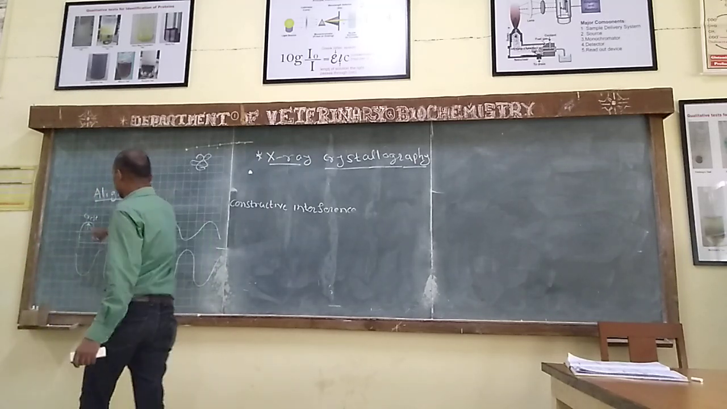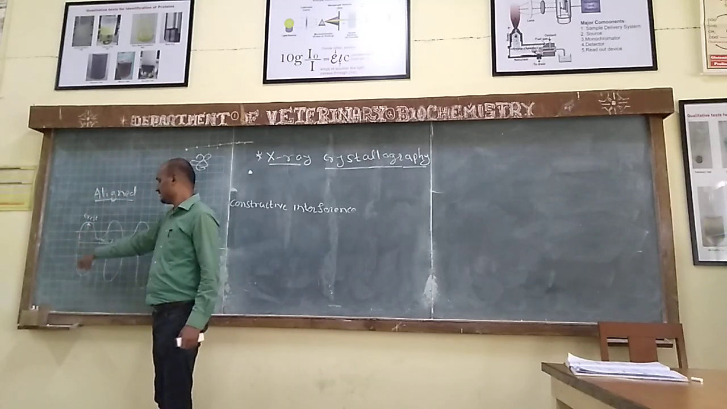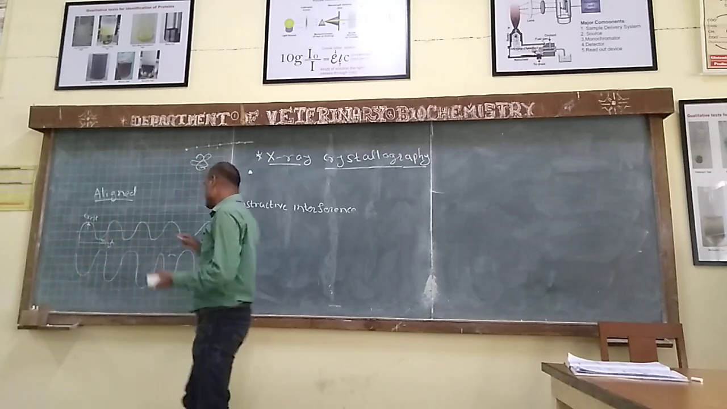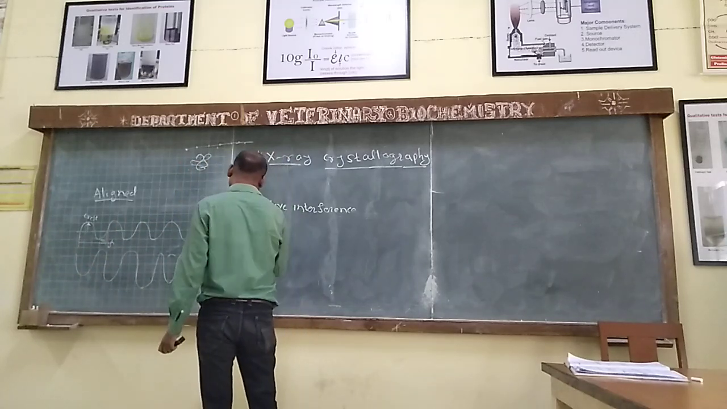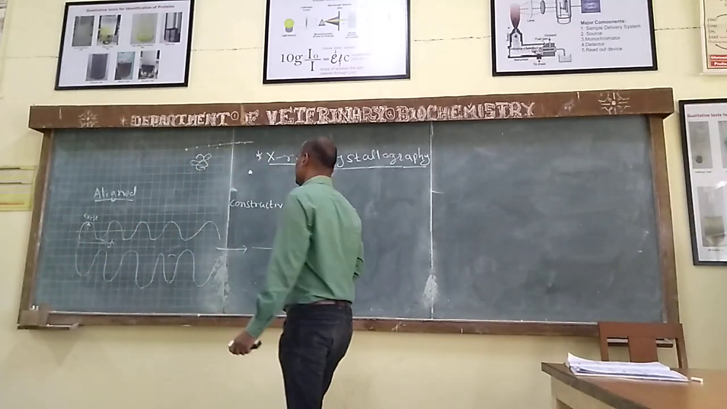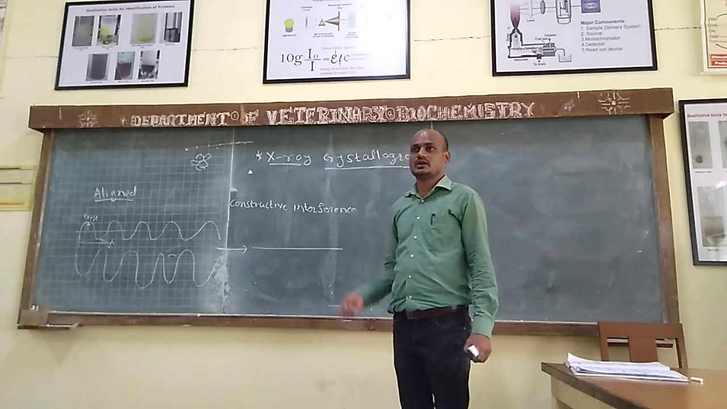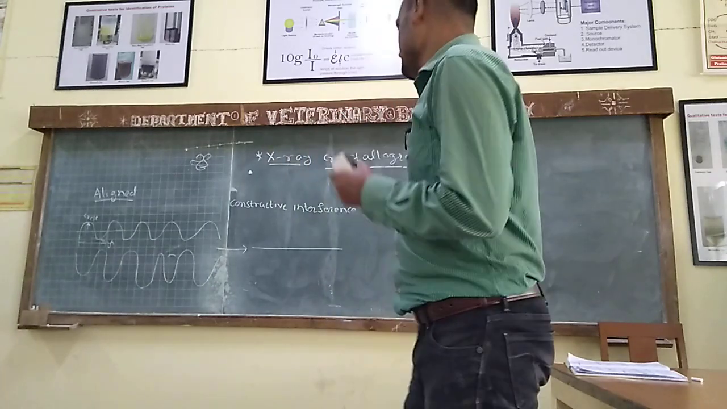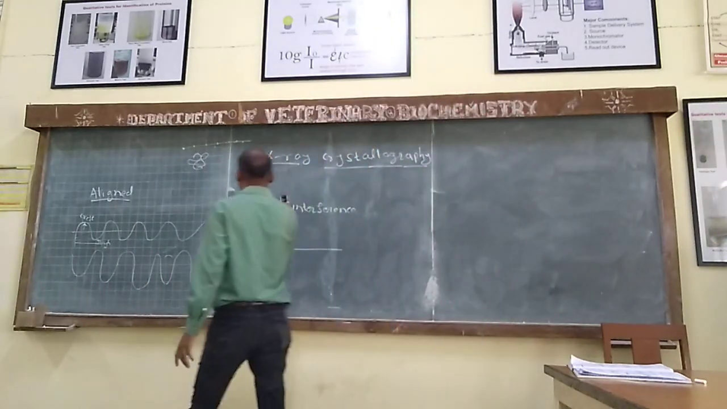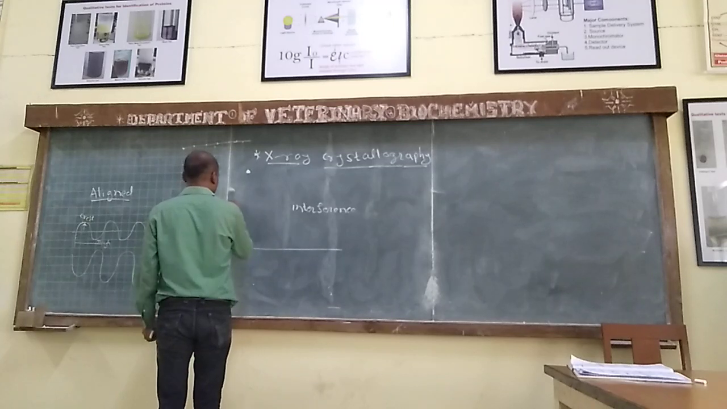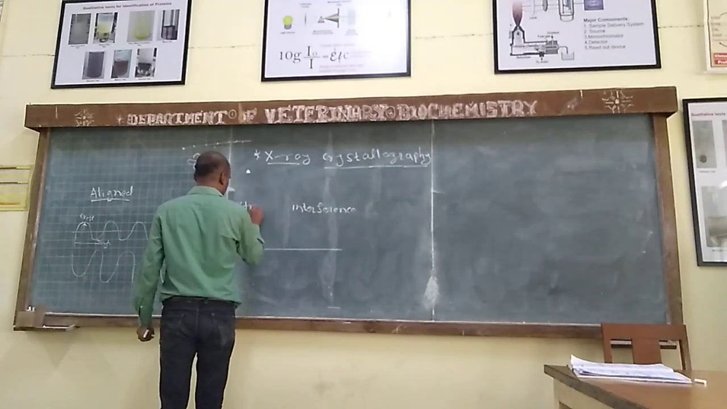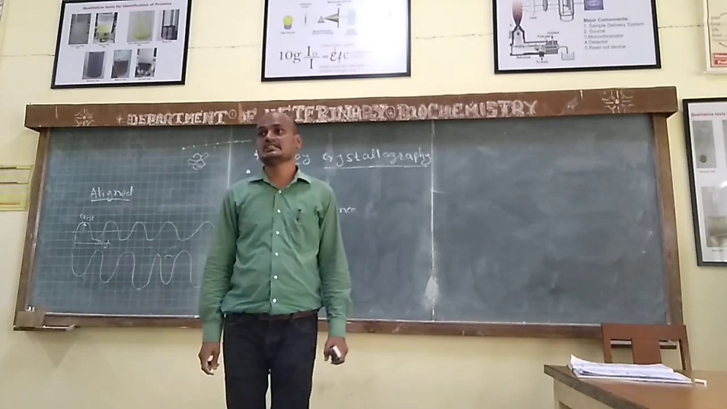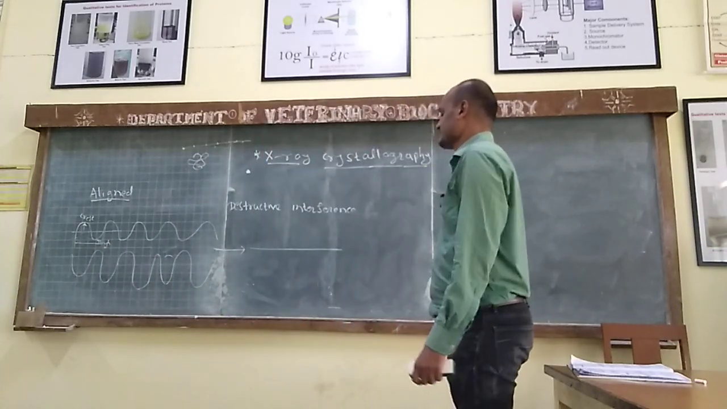So what is happening here? Every place it is a crest, and in the other wave it is a trough. So crest and trough are cancelling each other, and now we are not getting any amplitude here. The crest amplitude is getting cancelled with the trough amplitude. Now this is destructive interference. Okay, so this is destructive interference.